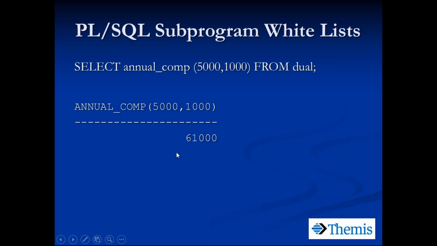Okay, so in this case, what we're calling a white list is the accessible list. In a program, we define how this program can be accessed. Can it be accessed directly, or does it have to be accessed from other programs? All right, so we call that a subprogram whitelist there.